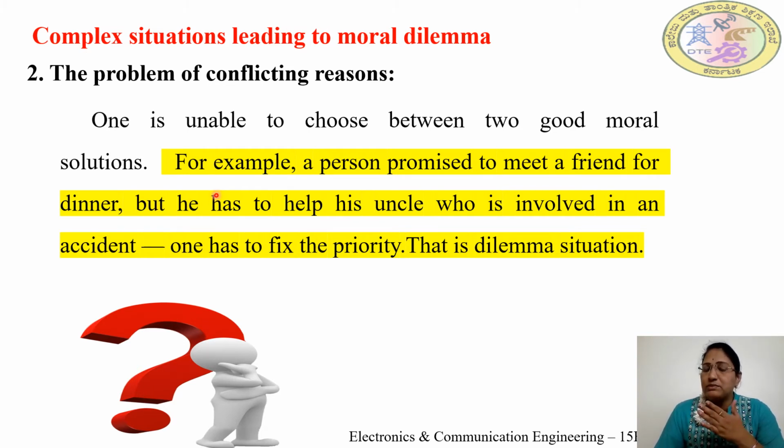So you have promised your friend that you will go for dinner. It is better to go there because you have promised. And at that time, if your uncle has had an accident, then your best priority is, first you have to save your uncle, you have to help your uncle. Here you have both solutions, and there are some reasons which tell you it is better to go for dinner with your friend because you have promised.